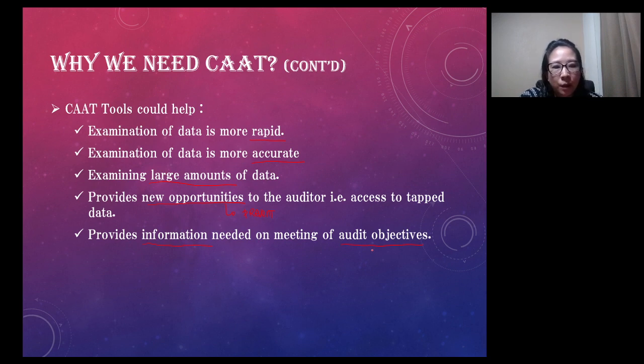So in the beginning, we already have what we call the audit charter. Okay, whereby in the audit charter we already define the objective, and we already define the evidence we need. If you remember, we already defined this also a few weeks back when we talked about the evidence. So actually the CAAT tools can help us to provide this evidence more accurately and more specifically.